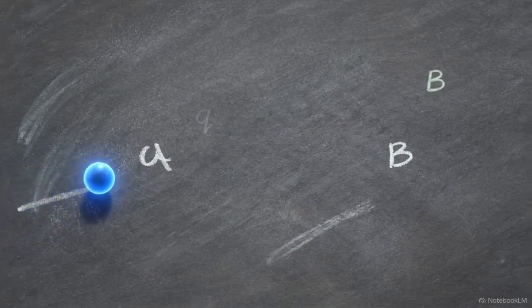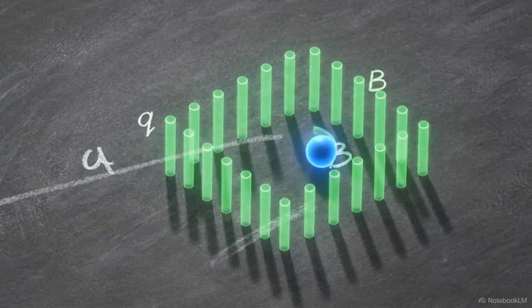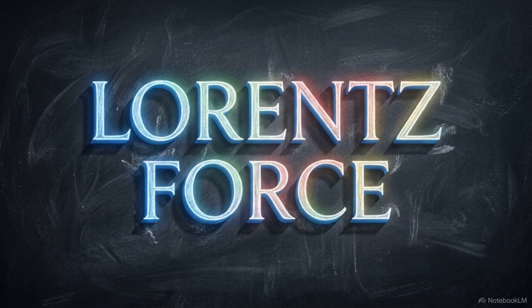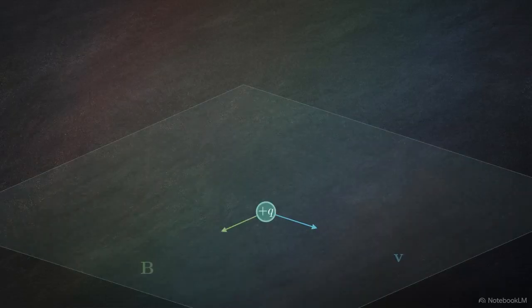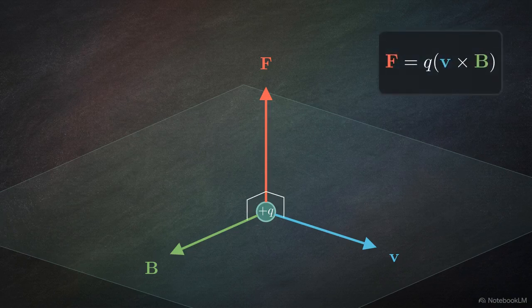Fired through a vacuum, a charged particle travels in a straight line. Introduce a magnetic field, and its path violently hooks into a curve. This behavior is governed by the Lorentz magnetic force rule. The force exerted on that particle is the cross product of its velocity and the magnetic field it travels through.